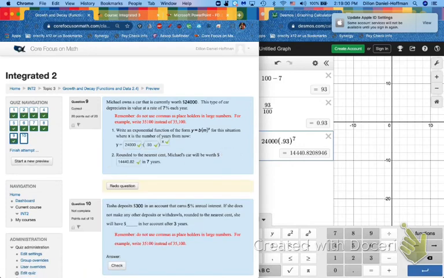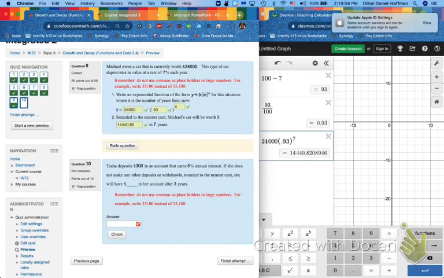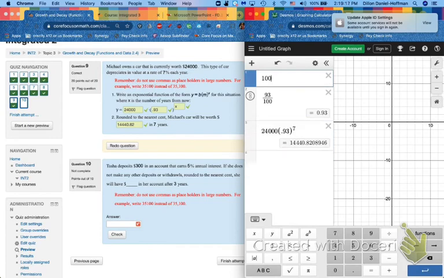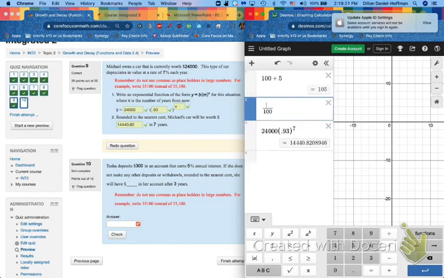All right, and then number 10, Tasha deposits $300 in an account that earns 5% annual interest. Earns means increases. If she does not make any other deposits or withdrawals, round to the nearest cent, she will have blank in her account after 3 years. So we are going to figure out that multiplier first by adding 5. She's got 105. I figure out what that is as a decimal, 1.05.